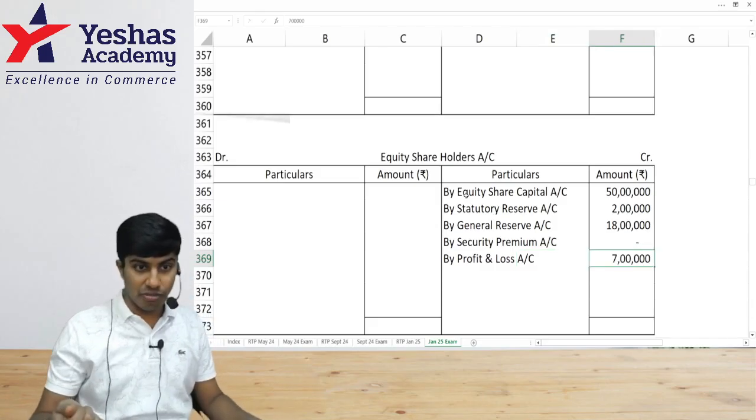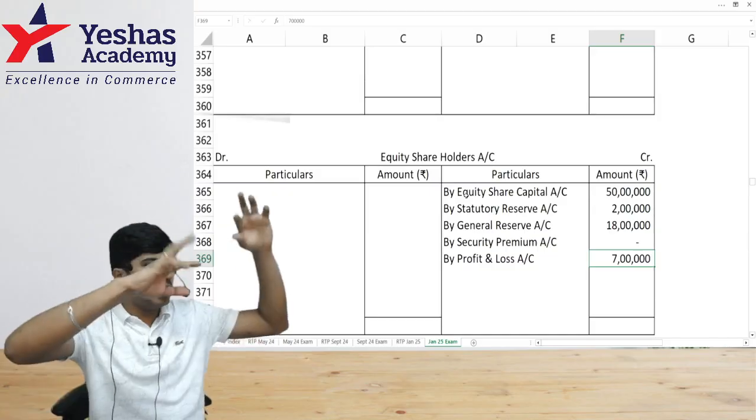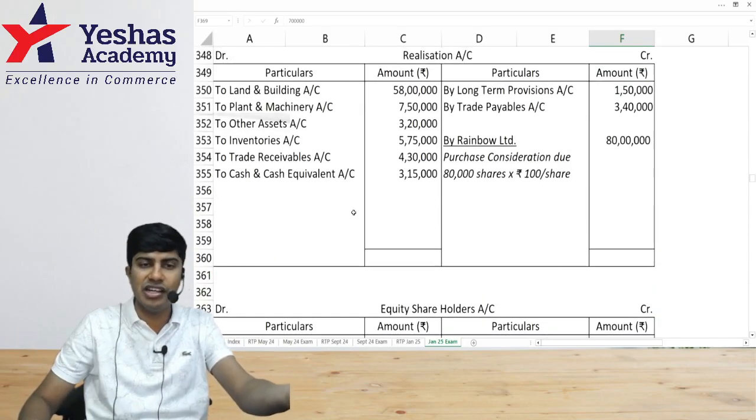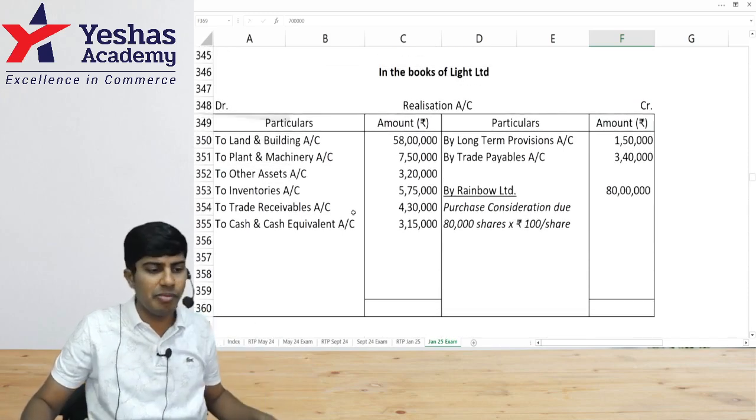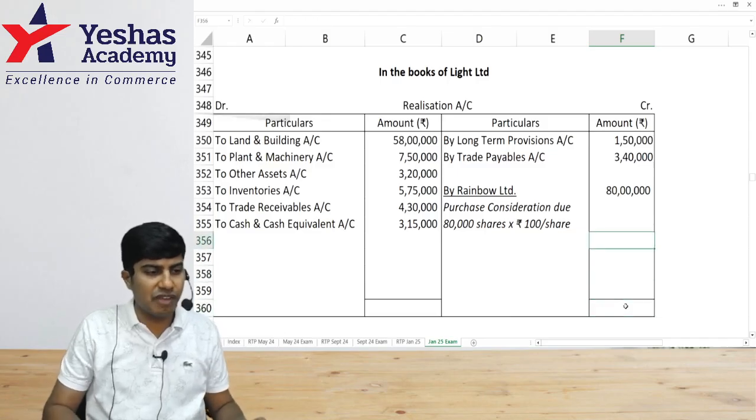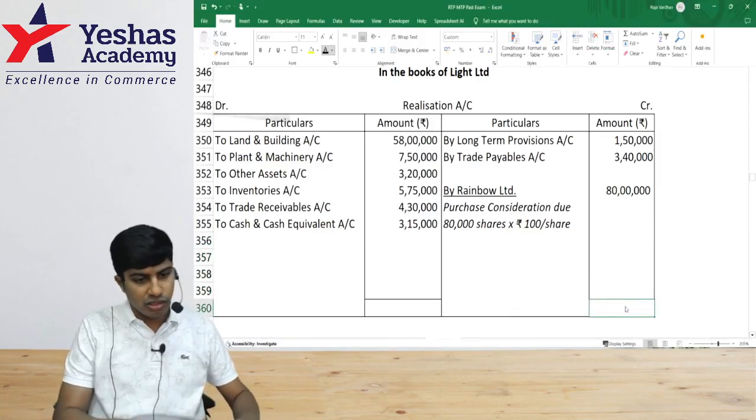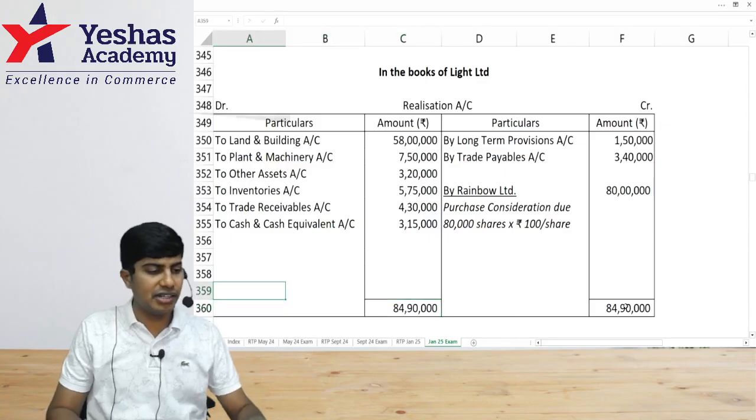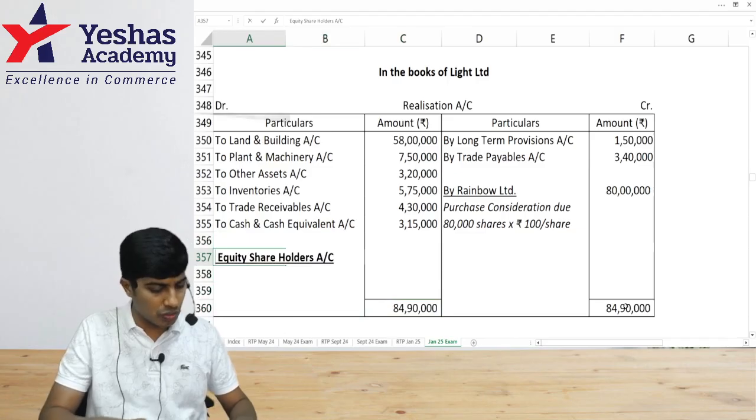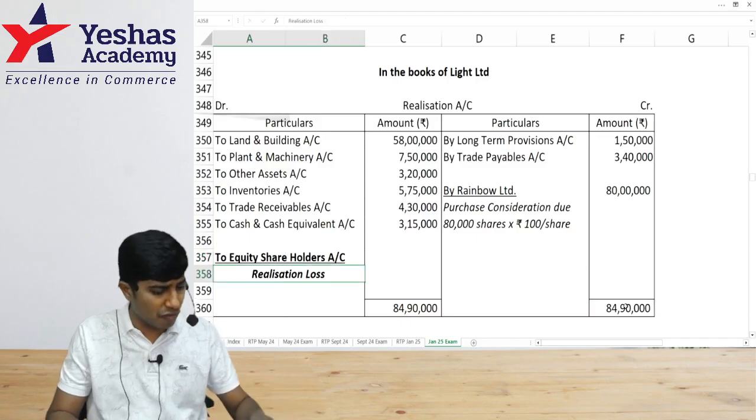Before I start giving them, I should first identify my realization profit or loss. I told you, we'll take all the debit, credit, do the calculator. That is when we do journal entry. Here, very simple. You have the ledger ready. Take the total, identify the balance. Take the total 80 plus 3 lakh 40 plus 1 lakh 50. What do we get? 84 lakh 90 on the credit side. Take the same total on the debit. Identify the balance as equity shareholder account. This is my realization profit.